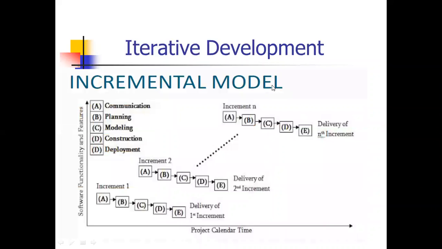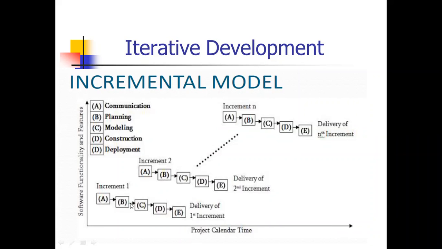Then here you can see the iterative development incremental model. This model is from the software development lifecycle. It contains the SDLC steps: communication, planning, modeling, construction, and deployment, noted like A, B, C, D. These are the software development lifecycle steps. Here you can see increment one, increment two, up to increment n, with delivery of the first increment, delivery of the second increment, and delivery of the nth increment.